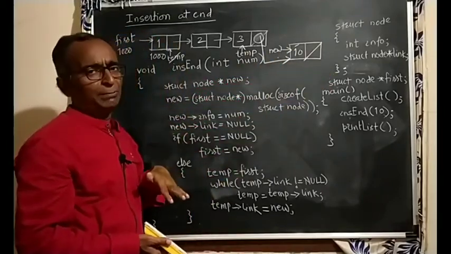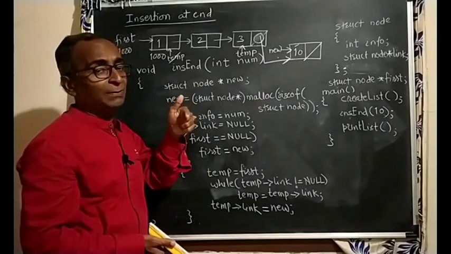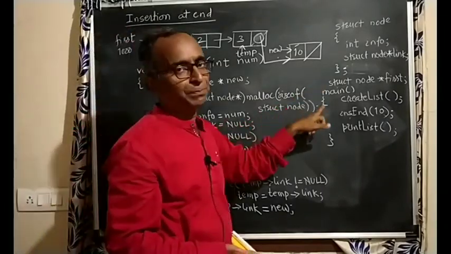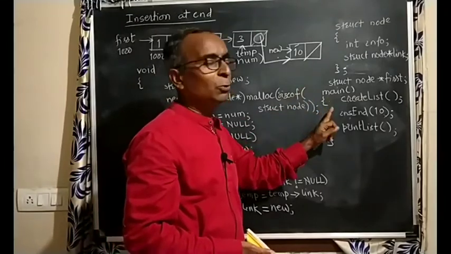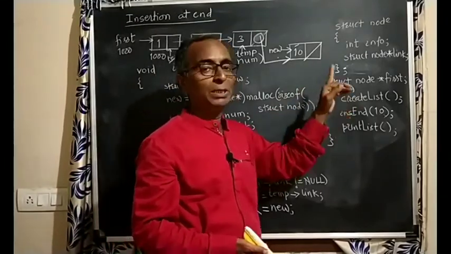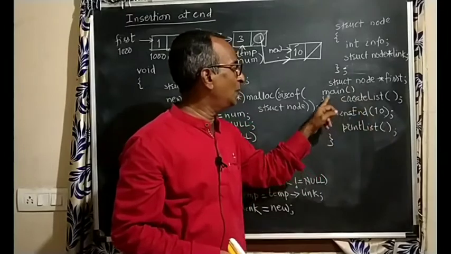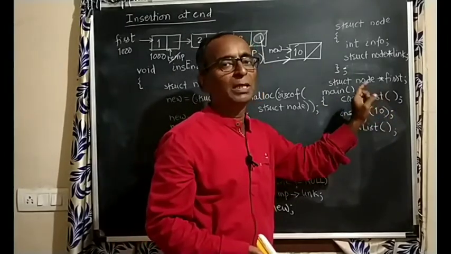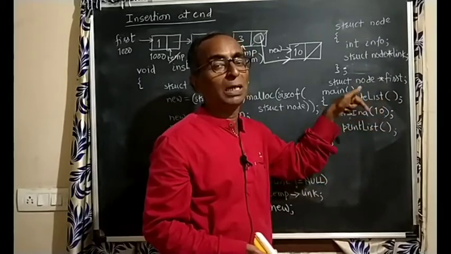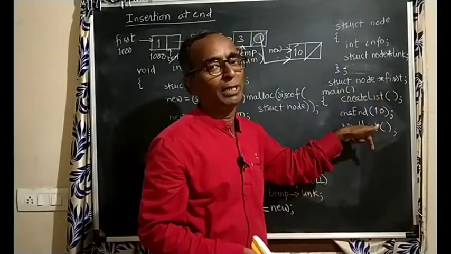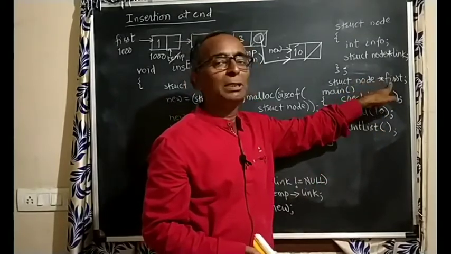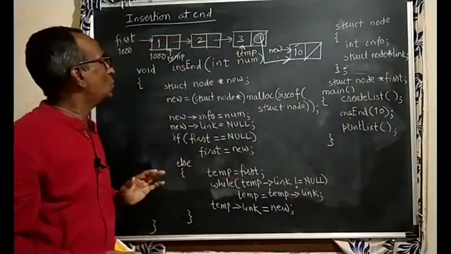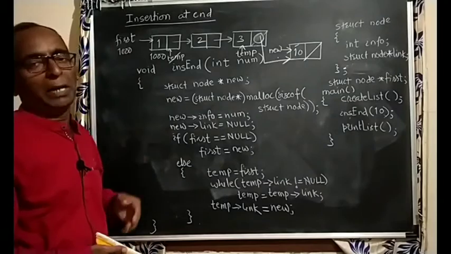So see my previous video also, where I have taken first as local to main. When first is local to main, first has to be initialized to null. Here I would have written struct node *first, and given it null, because you have to set it for local variables. For global variables, it will automatically be initialized. So this is all about insertion at end.